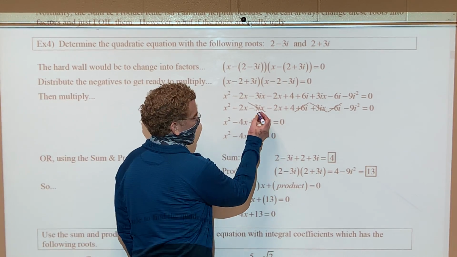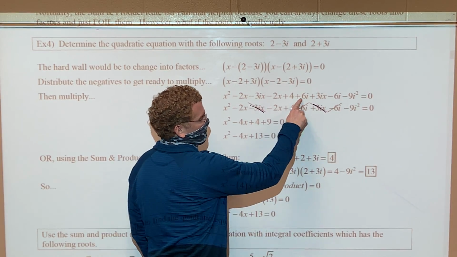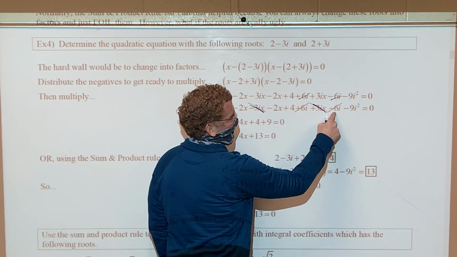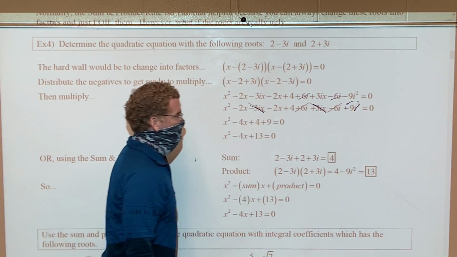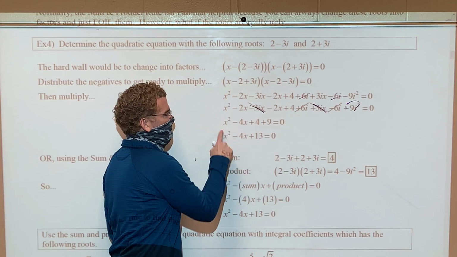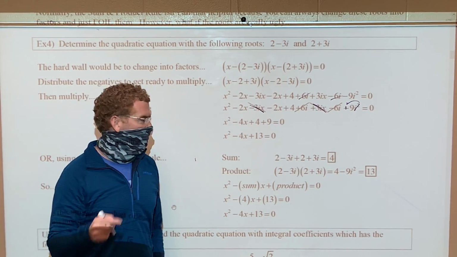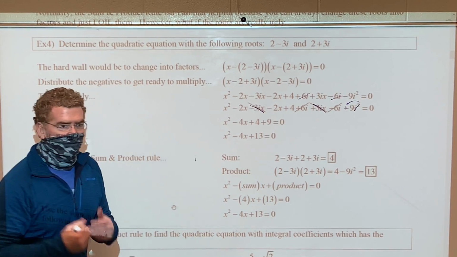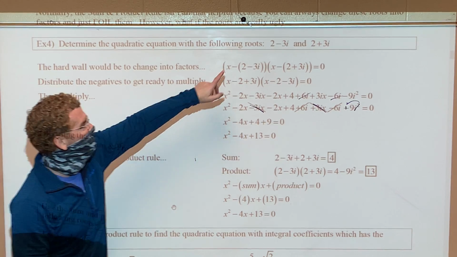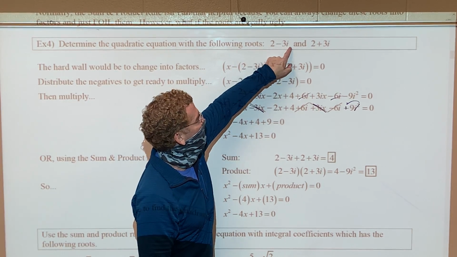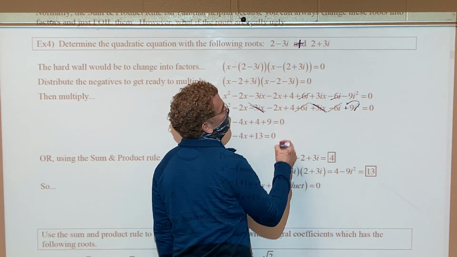But you can see I can cancel that negative 3x with that positive 3x. I can cancel that positive 6i with that negative 6i. And that negative 9i squared becomes a positive 9. So I'll eventually get it down to something pretty nice, right? But look what happens if you use the sum and product rule. If you have the two roots, rather than go through this mess, just go, what's the sum of 2 minus 3i and 2 plus 3i? What do I get if I just add them? 4.